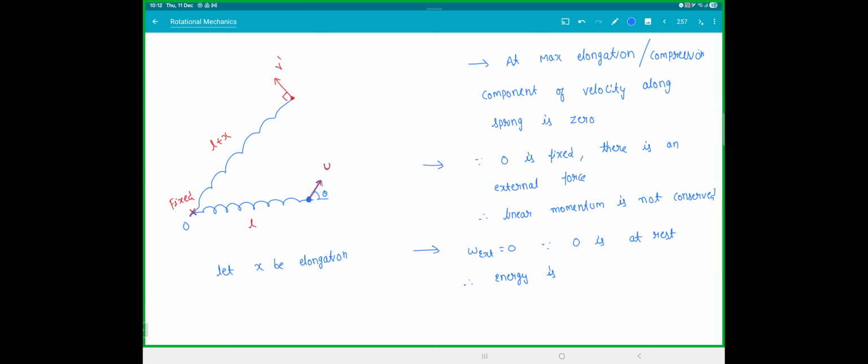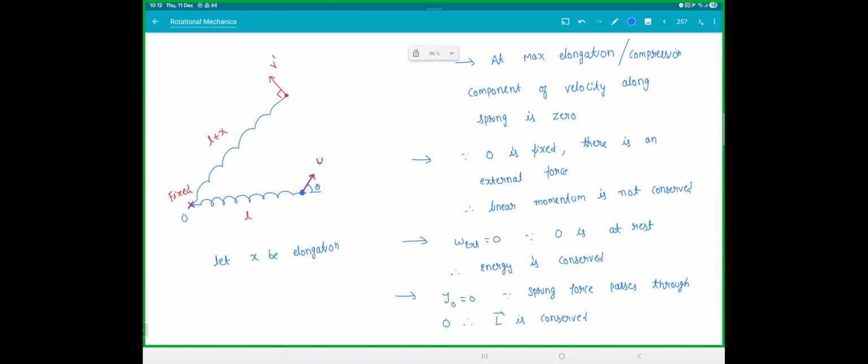Can I conserve angular momentum? Torque about the point O is zero. Why? Since spring force passes through that. The forces will always pass through O, so torque is zero. Therefore, L bar is conserved. I hope you're getting how you're playing. This is what I was saying. You should actually check every time which one is conserved. There, it is clear. So I can conserve energy and angular momentum. You're done.